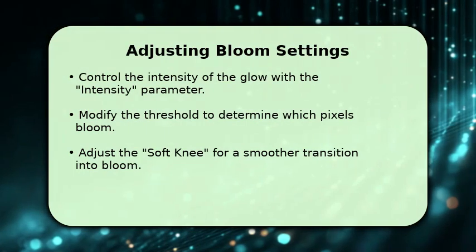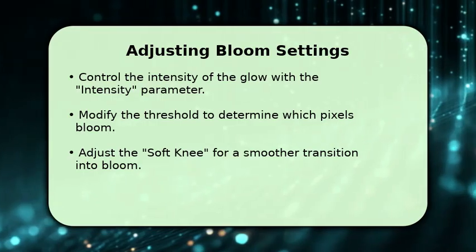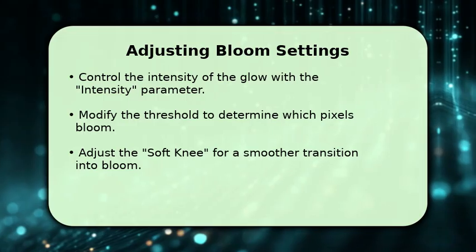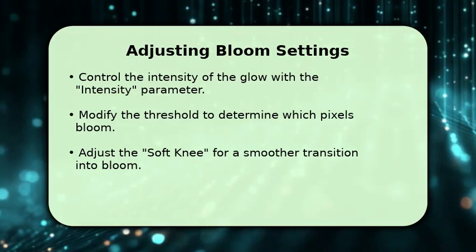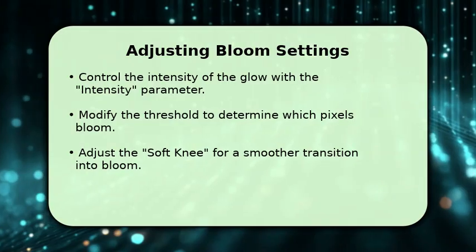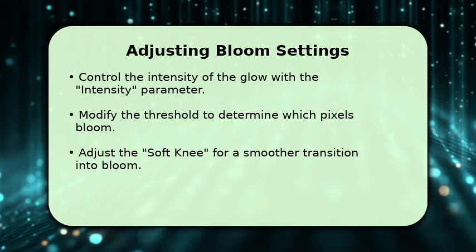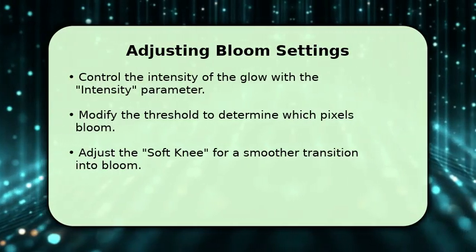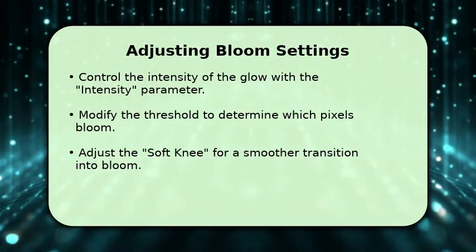Once bloom is active, you can fine-tune its appearance using several key parameters. The intensity setting controls the overall brightness of the glow, typically ranging from 0 to 1. Adjust the threshold to define which pixels are bright enough to trigger the effect. Soft knee creates a smoother transition for the bloom, often set between 0 and 1. Lastly, diffusion determines how widely the glow spreads across your scene, offering a range from 0 to 10.